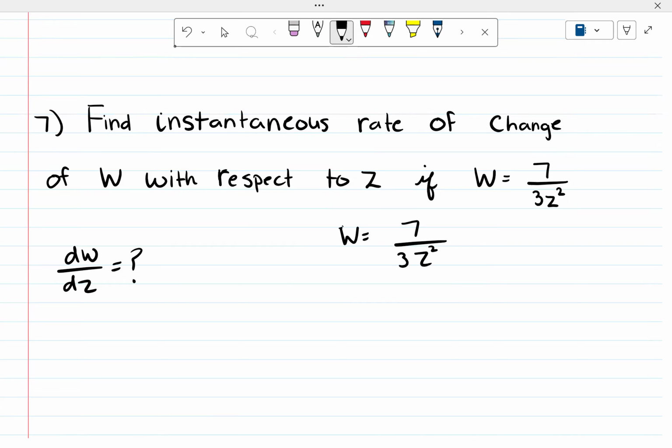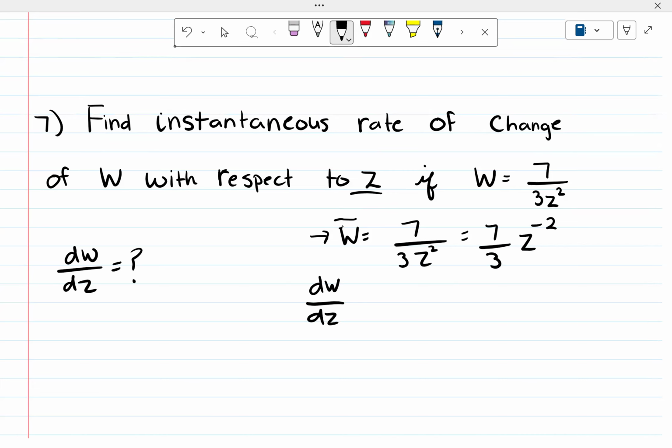If we're doing implicit differentiation, what's the derivative of w with respect to z? That is going to be dw over dz, right? On the numerator you put the letter of what you have, and on the bottom what you're taking it with respect to. Now over here, 7 over 3z squared, I'm going to write that as a negative power. I think that's easier. So this is the same thing as 7/3 z to the negative 2, right?